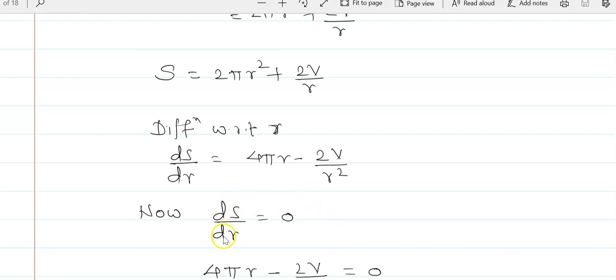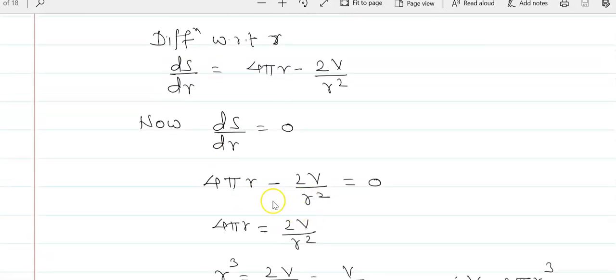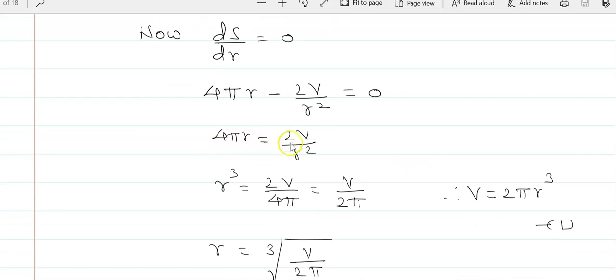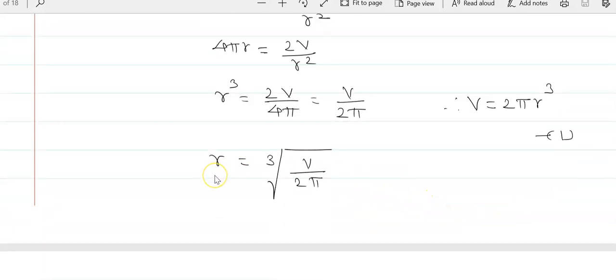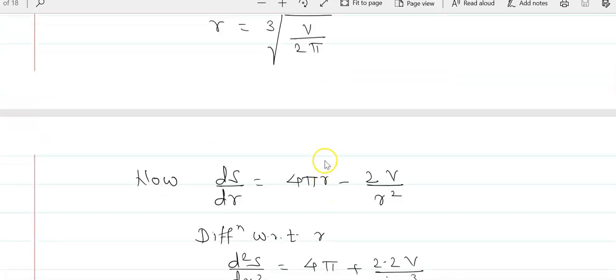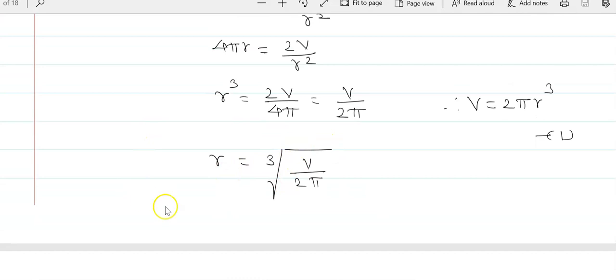Therefore, ds upon dr is equal to 0. Therefore, 4 pi r minus 2v upon r square is equal to 0. Therefore, 4 pi r is equal to 2v upon r square. And if you simplify this, then you will get r cube is equal to 2v upon 4 pi, and that is equal to v upon 2 pi. And v is equal to 2 pi r cube. Therefore, r is equal to the cube root of v upon 2 pi. And that's why you will have the value of this r.